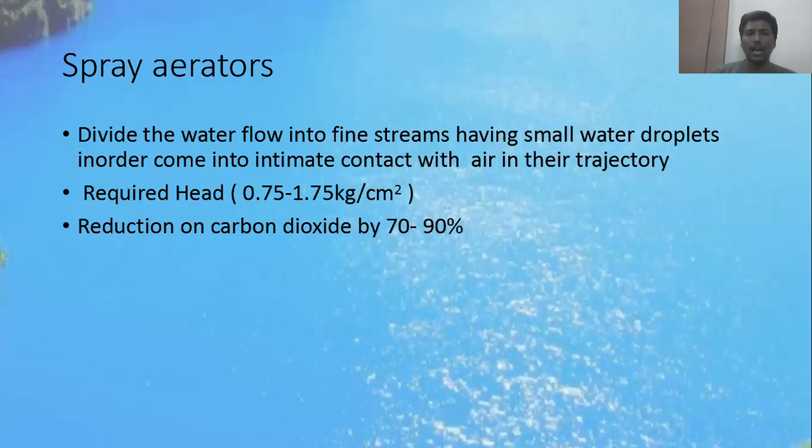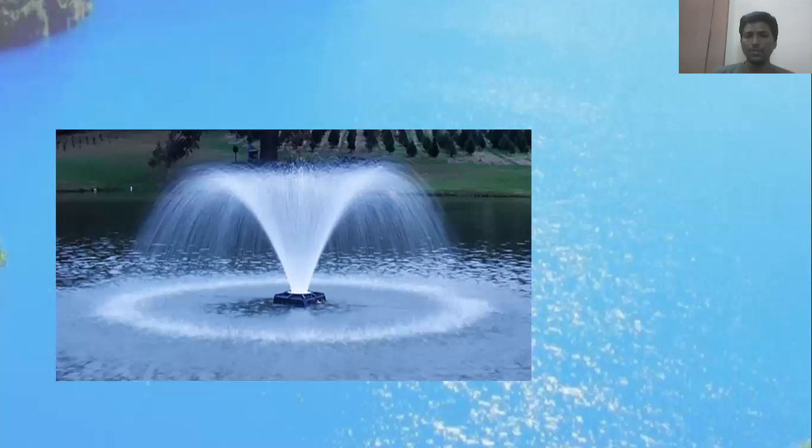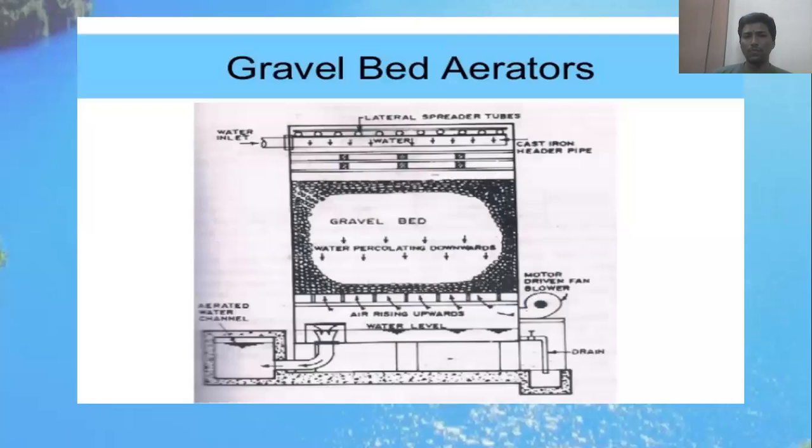Okay, and for the next type of aerators, I think one picture is there pertaining to the spray type of aerators. This is the spray type of aerator normally provided. Next, the fourth one, here we have gravel bed type aerators. What is meant by gravel bed type aerators?